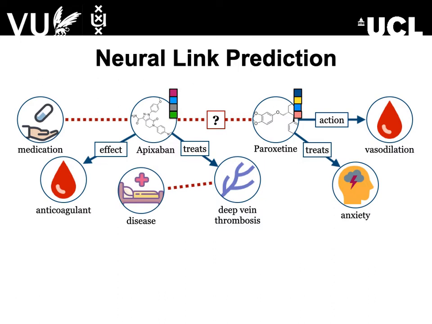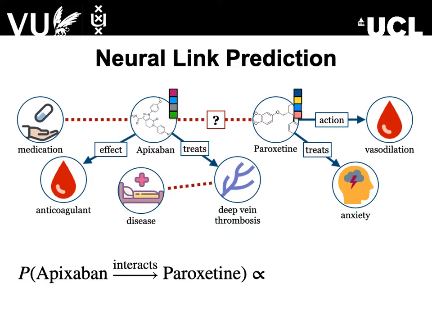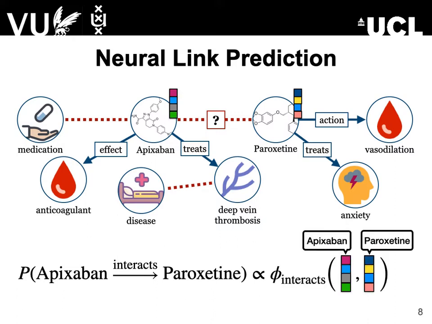Now, assume we want to know the type of relationship, if any, between apixaban and paroxetine. The likelihood that two entities, in this case apixaban and paroxetine, are linked by a given type of relationship, in this case interacts, is a function of the embedding vector of the source node, in this case apixaban, and the embedding vector of the target node, in this case paroxetine. And we can use this function for ranking missing links and find out that, for example, apixaban is likely to interact with paroxetine, even if this link is not directly available in the knowledge graph.